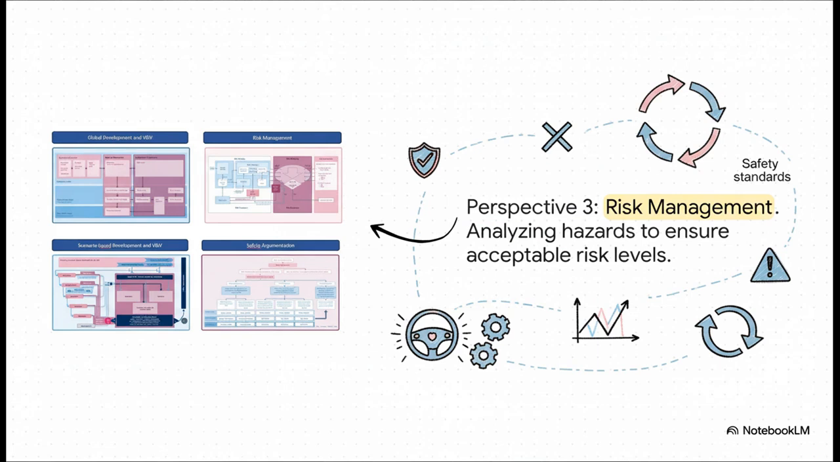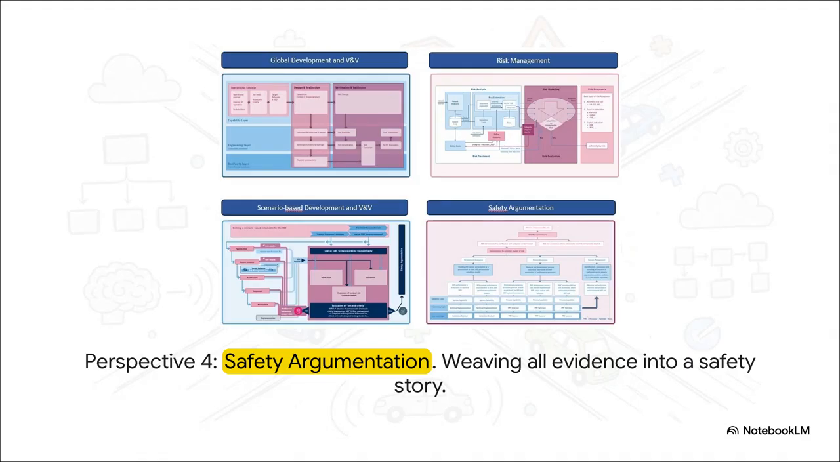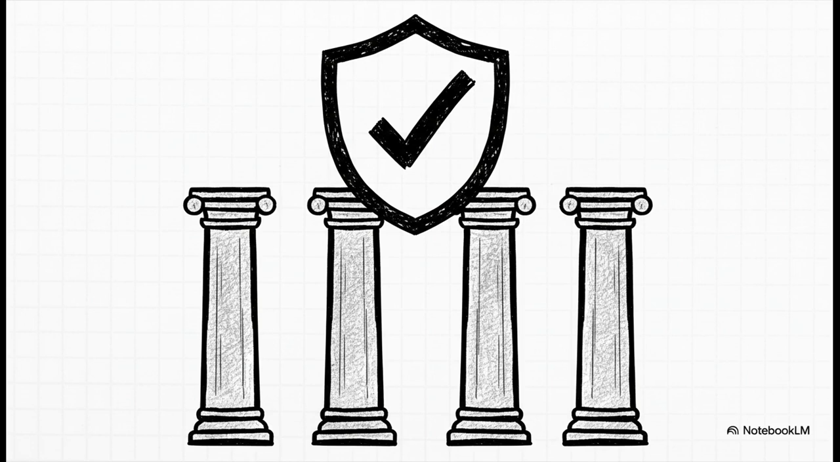Third is risk management. This part is all about constantly analyzing hazards to keep risk acceptable. And fourth, safety argumentation. This pulls all the evidence together to build a logical case for why the car is safe. These 4 perspectives all work together towards one single goal, something called explainable safety.